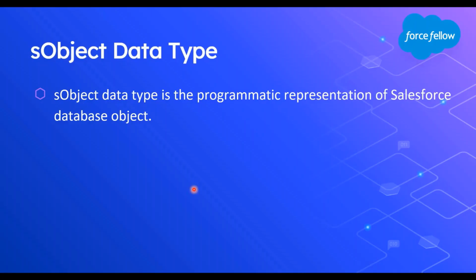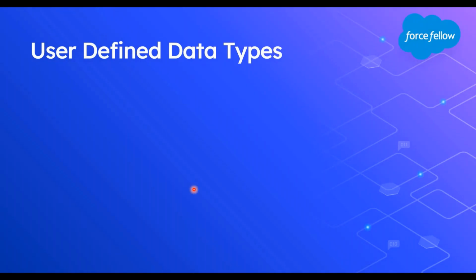So if you are a beginner as of now, then it will be difficult for you to understand this. But as of now, just try to understand about sObject data type and how to create variables using this. Okay, so in a nutshell, if you want to work with Salesforce data in Apex, then we will use sObject data type. And now let's move on to the next data type, that is user defined data type.